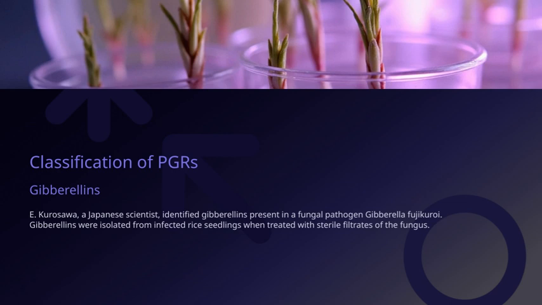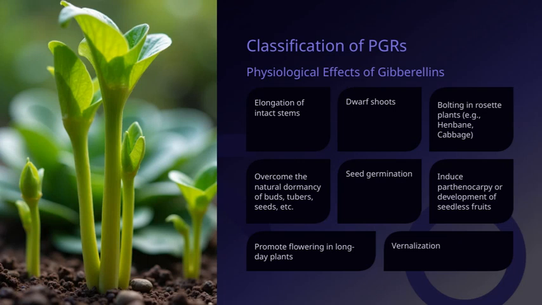This discovery is crucial because it links fungal pathogens directly to the production of plant growth regulators, or PGRs, specifically gibberellins. It helps us understand how certain pathogens can manipulate plant growth, which ties into our overall discussion on the classification and role of PGRs in plant development. Today, I'll be discussing some of the key physiological effects of gibberellins and how they influence plant growth and development.